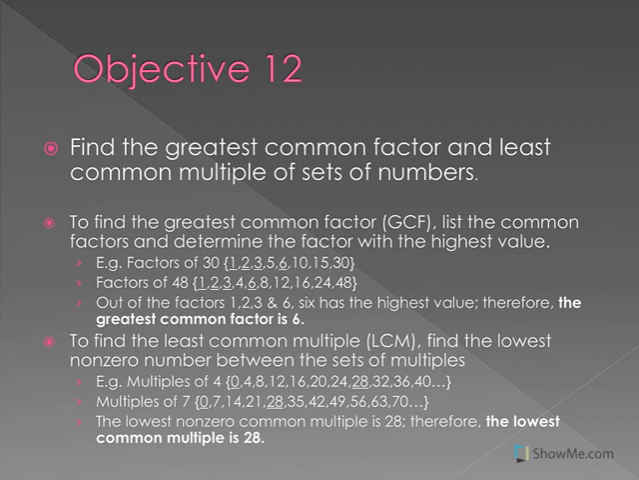In Objective 12, we find the greatest common factor and the least common multiple of sets of numbers. To find the greatest common factor, list the common factors and determine the factor with the highest value. To find the least common multiple, find the lowest non-zero number between the sets of multiples.